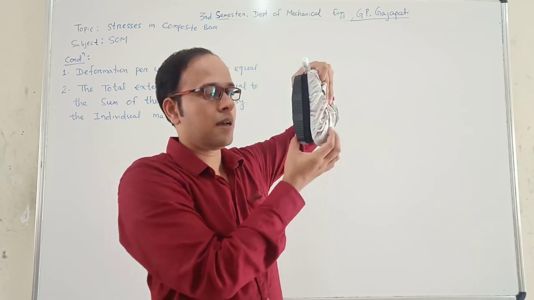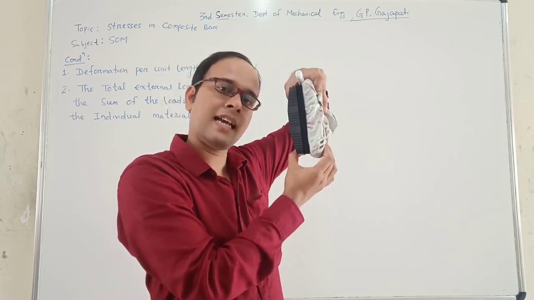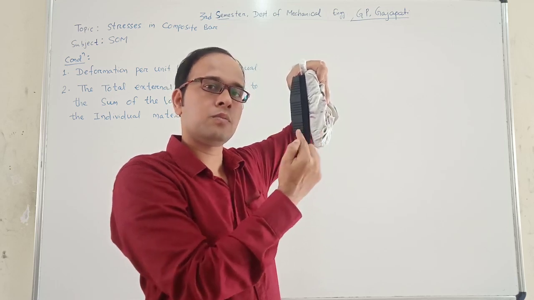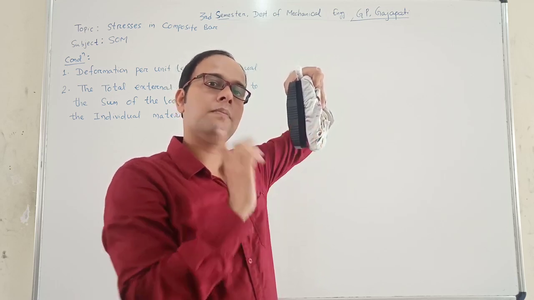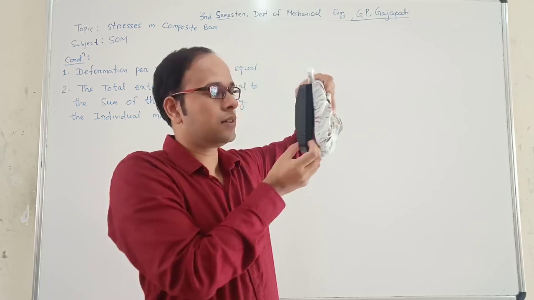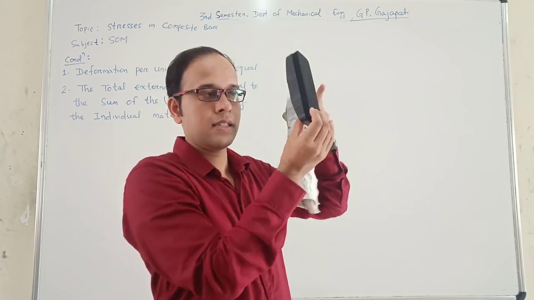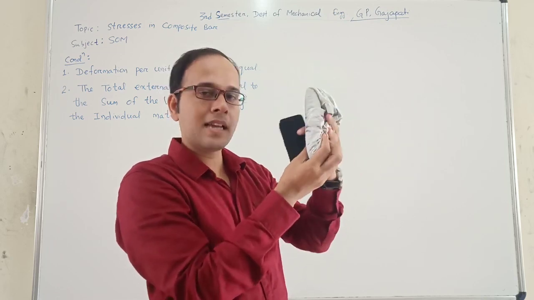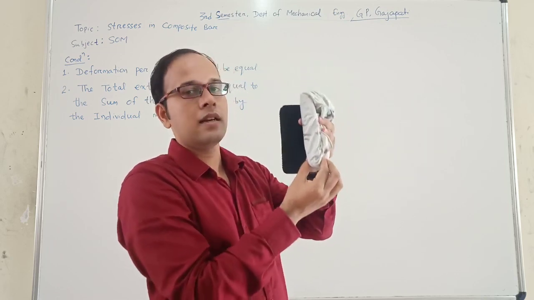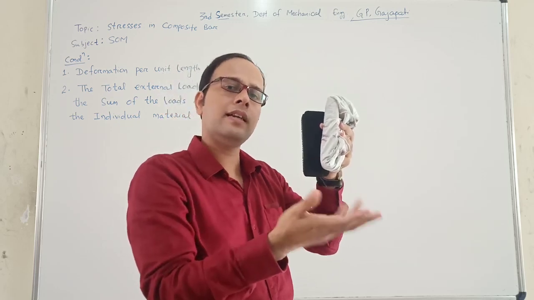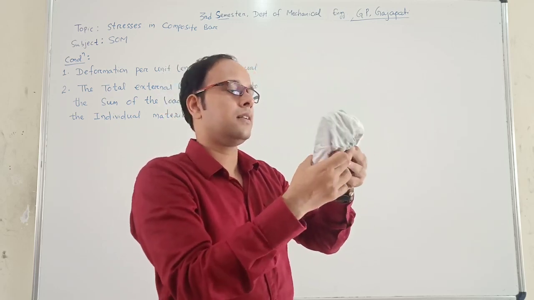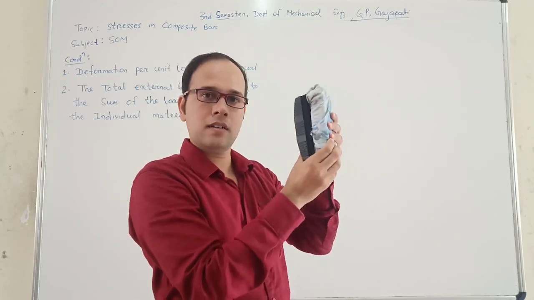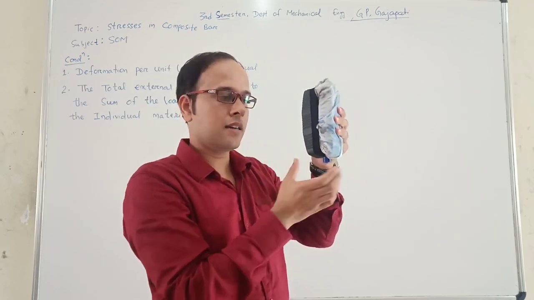That means if I apply 10 kilonewton tensile load here, then it will elongate some amount. These are different materials. If I apply 10 kilonewton on this material only, let it elongate 10 mm. If I apply the same 10 kilonewton on this other material, the elongation may be different. Let it be 15 mm. But now I am combining these two materials. Now, what is the first condition?